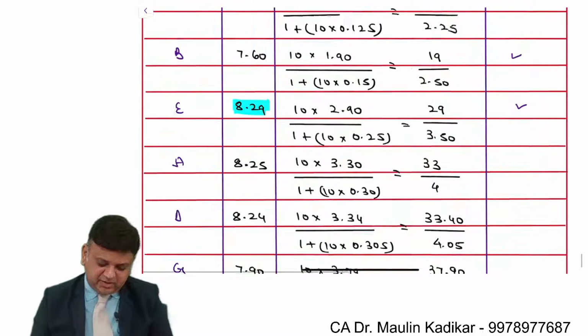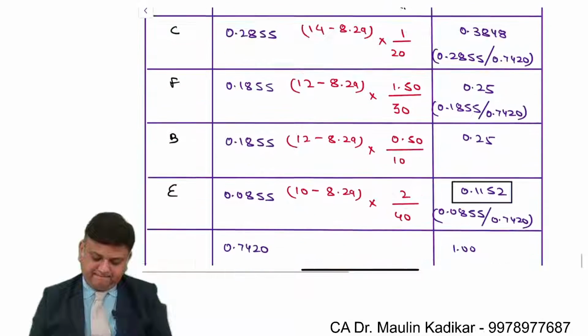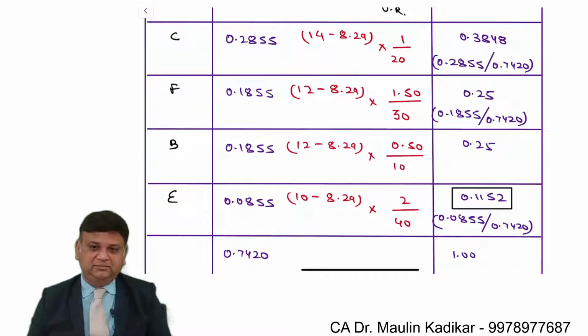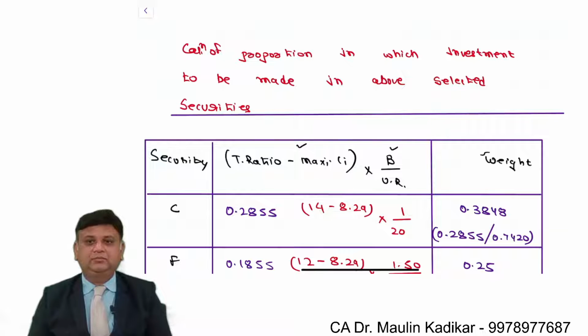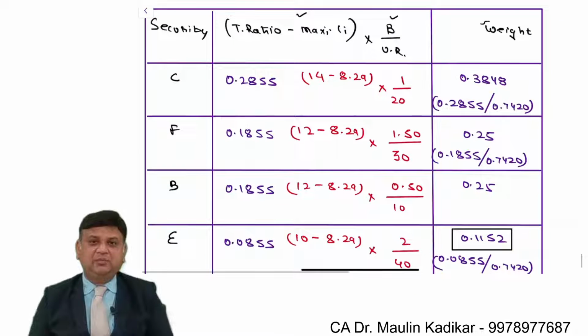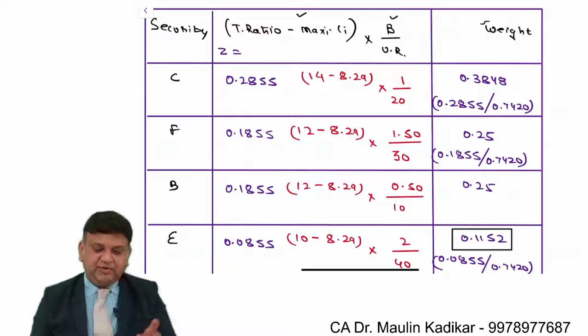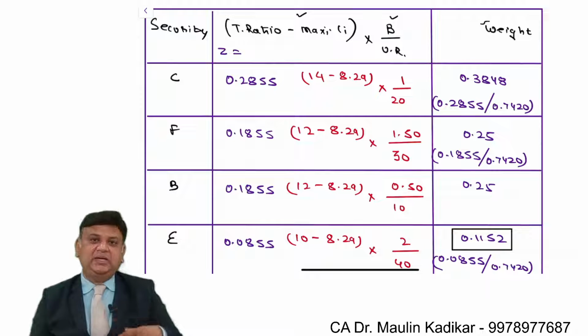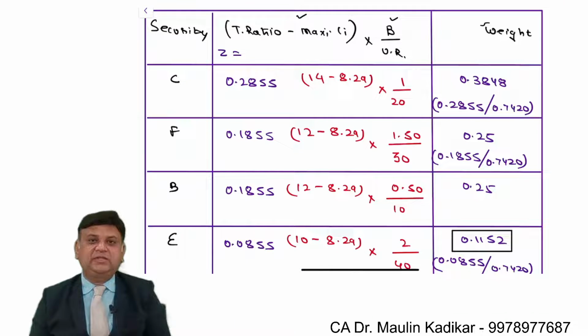Friends, this is the heading of answer number 2. We already have done the heading. Sorry, the heading is already written. So how to compute the proportion? For that, we will compute a value of the Z. Z is calculated like this: trader's ratio minus maximum CI, into beta divided by unsystematic risk, and then we'll compute the proportion in which investment to be made.